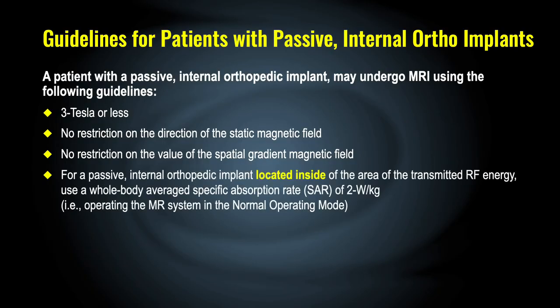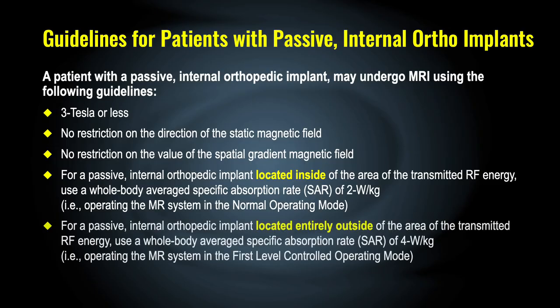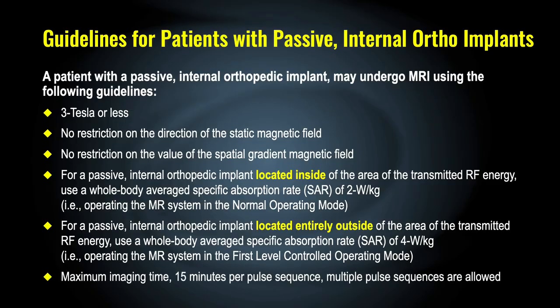For a passive internal orthopedic implant that is located inside of the area of the transmitted RF energy, use a whole body averaged specific absorption rate of 2 watts per kilogram, operating the MR system in the normal operating mode. For a passive internal orthopedic implant located entirely outside of the area of the transmitted RF energy, use a whole body averaged SAR of 4 watts per kilogram, operating the MR system in the first level controlled operating mode. The maximum imaging time is 15 minutes per pulse sequence, and multiple pulse sequences are allowed.